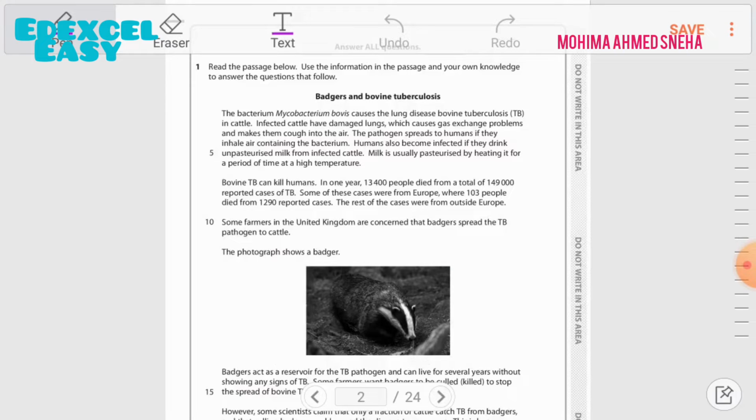Now I am not going to read the entire passage. You can read it at home. I will just solve the questions related to the passage.